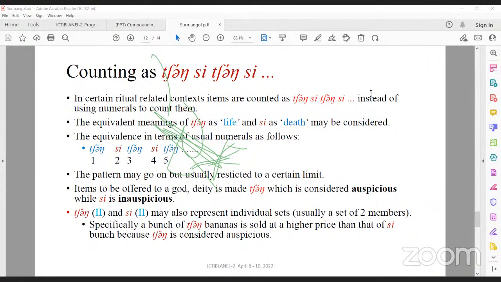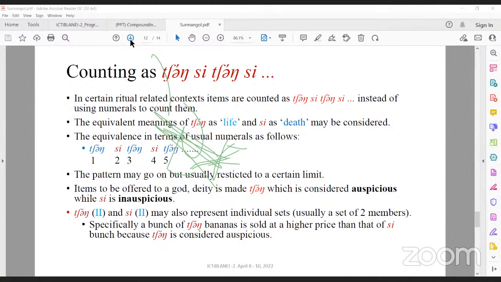Yeah. Equivalence in terms of usual numerals, we start sang as one. I made it equivalent in the usual numeral number, regular. Sang, we start one, and si is two, sang again. So here we see the alternation, sang si, and it keeps on going, and this would be the pattern. But counting the whole of everything as sang si is not possible, of course, but as I say, it has a very limited use and only up to certain numerals, with limitations.